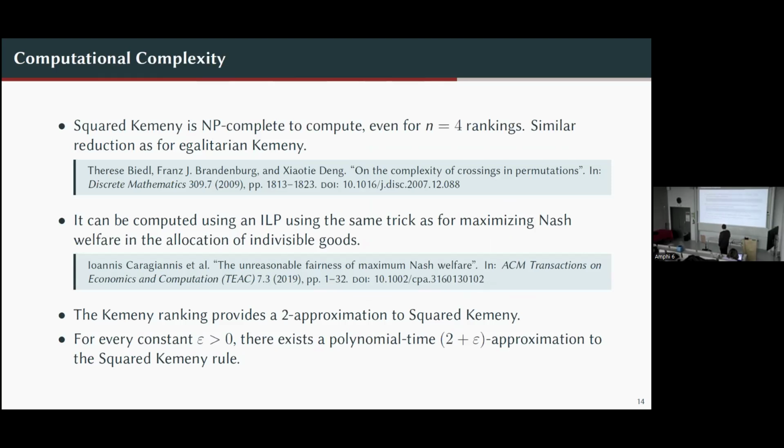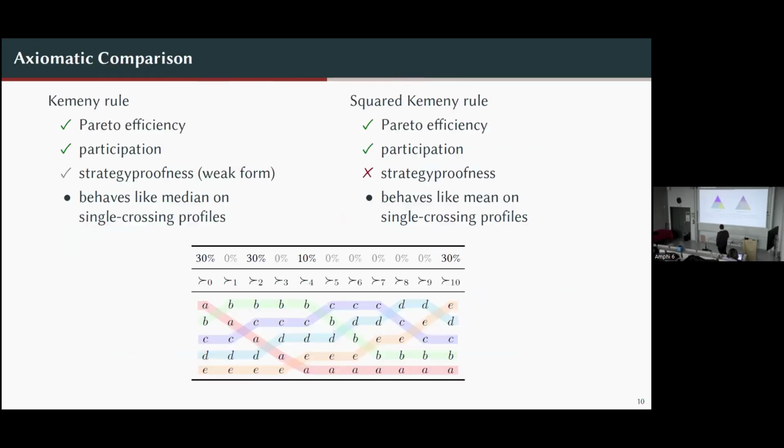Okay. I skipped a slide earlier where I can do a bit more axiomatic comparison between the two rules, Kemeny and squared Kemeny. Both of these are Pareto efficient rules. What does Pareto efficient mean? For example, it means if all of the input rankings place some alternative A above B, then the output ranking should also put A above B.